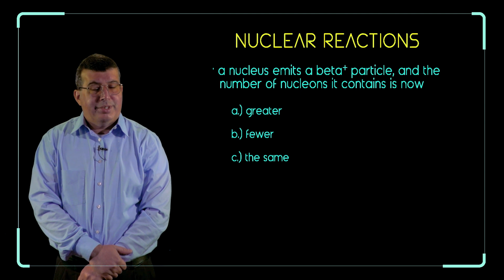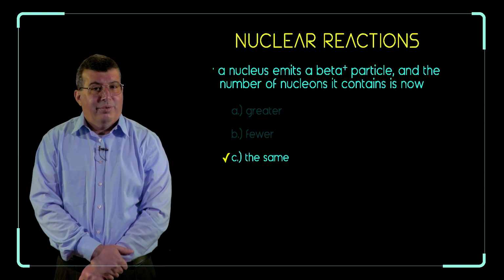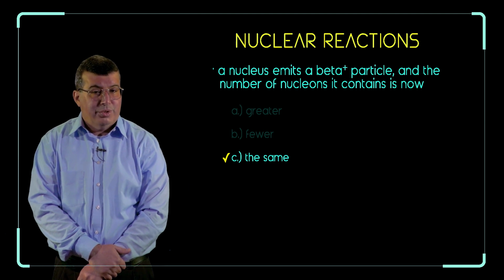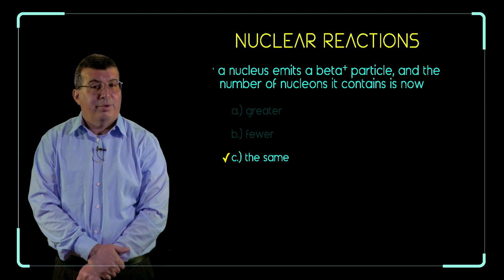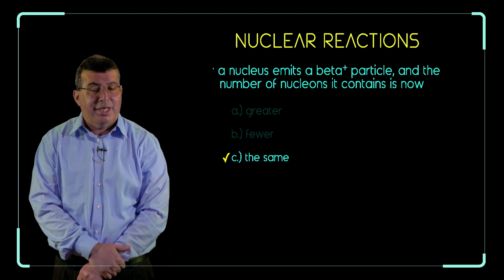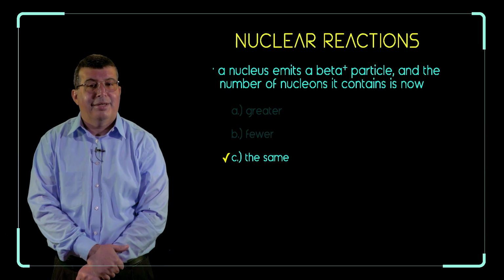The correct answer is C, the same. Remember that the beta plus emission changes a proton into a neutron, but the total number of nucleons is the same. So beta emission does not change the number of nucleons. So the correct answer is that the number of nucleons is still C, the same.